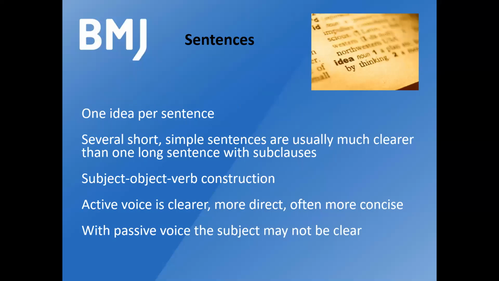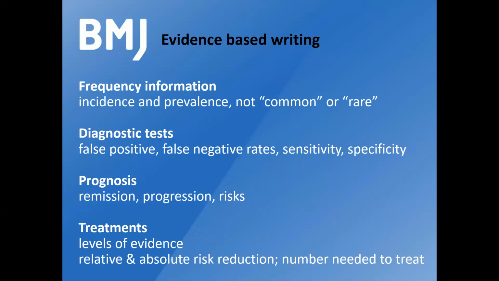And some tips about good writing. Generally, one idea per sentence is a good idea. Several short, simple sentences are usually much clearer than one long sentence with multiple subclauses. The active voice is better, more direct, more easily understood, and often more concise as well. The passive voice is often difficult to understand, so we discourage it.